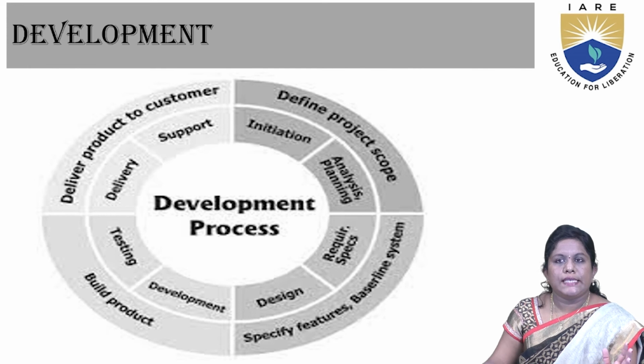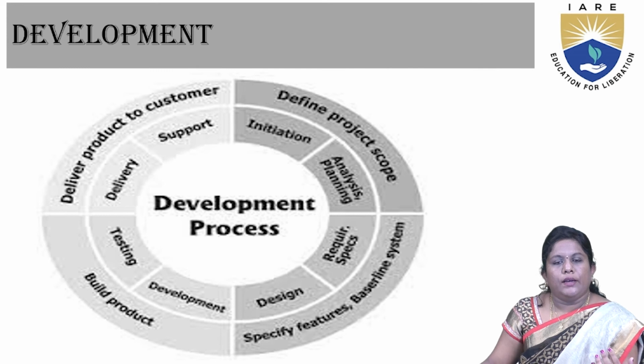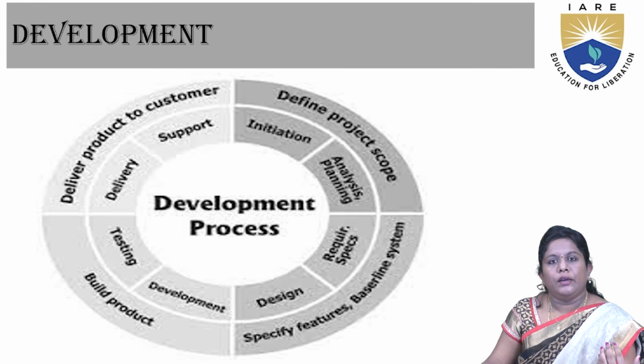Moving to the individual phases, the development process starts with defining the project scope. What is it trying to focus on? The initiation of the project. What are the initial steps that you do, or what is the analysis and planning that happens? Next, when you move to specifying features, it completely focuses on the requirement specifications and the design. What type of model or what type of framework are you trying to fit to the features that we have specified?